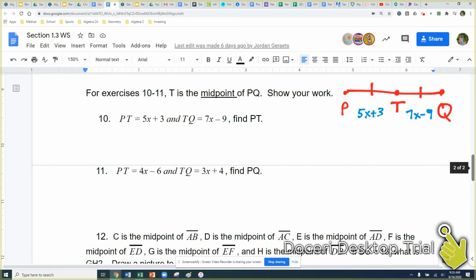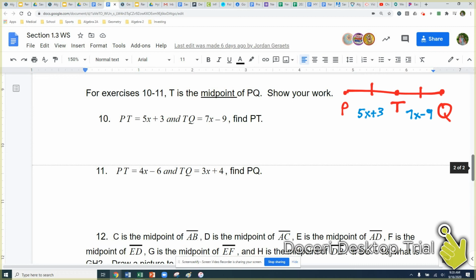We know that this 5x plus 3 is exactly equal to 7x minus 9. So if they equal each other, guess what we're going to do in an algebra equation? We're going to set them equal to each other. So we're going to take the two unknowns. Anytime we have a midpoint, it's going to make two equal pieces. We'll take those two pieces, set them equal to each other, figure out what is that missing link. What does that x need to be in order to get this length the same as this length over here? We don't know what the lengths are. We know that they have to be the same. So we're going to set them equal to each other.